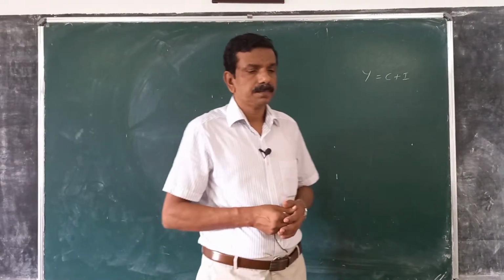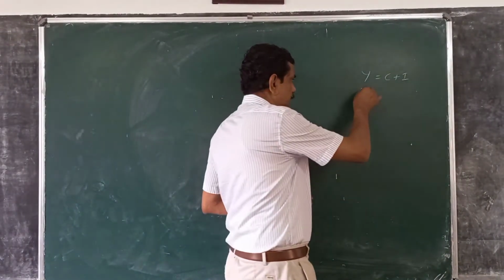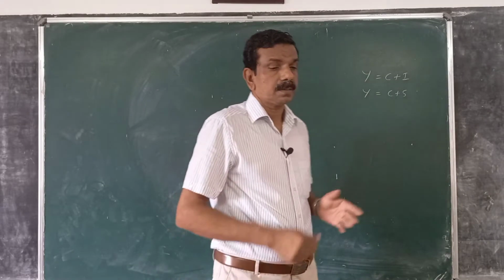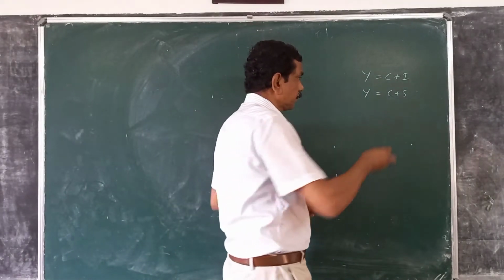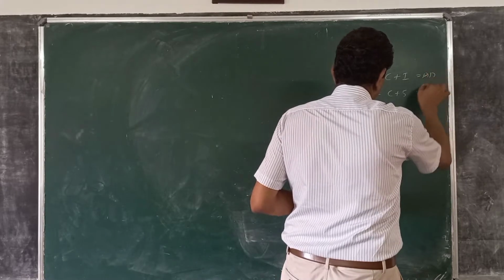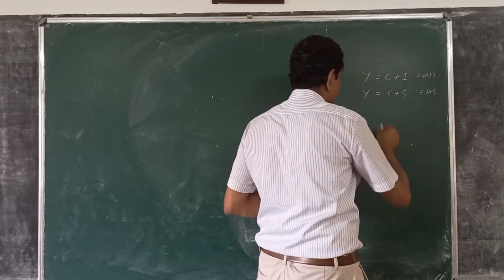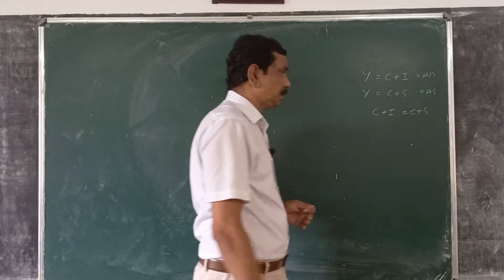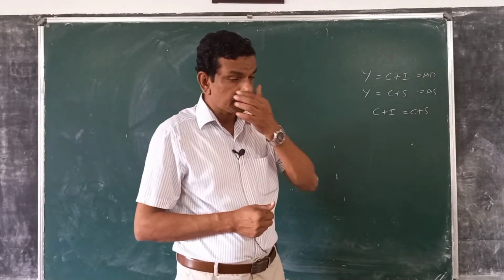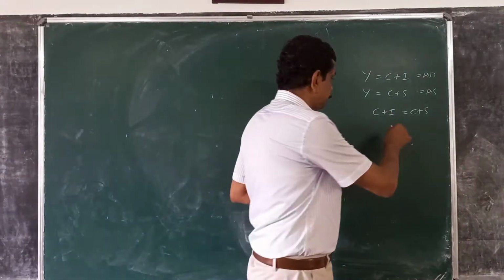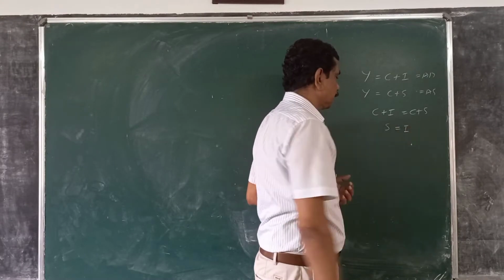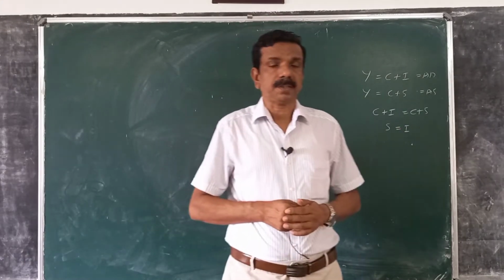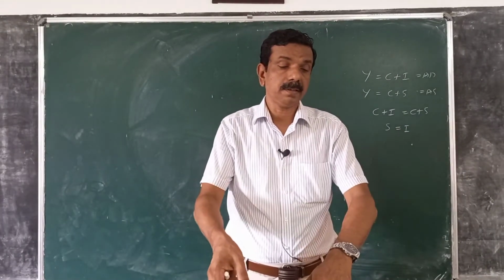And national income is either consumed or saved, C plus S. This is aggregate demand, this is aggregate supply, and in equilibrium, C plus I is equal to C plus S. Aggregate demand is equal to aggregate supply, which states that in equilibrium, S is equal to I, desired or planned investment.